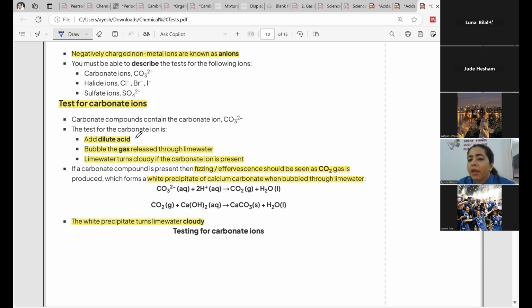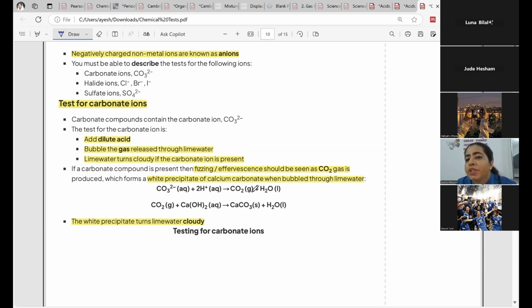So step number 1, add acid. Dilute form of the acid is fine. No need of the concentrated acid. Bubbles of the gas will produce. Confirm the gas by passing it through the lime water. If the lime water will turn cloudy or milky, it means that is carbon dioxide. It means there is carbonate ion present.